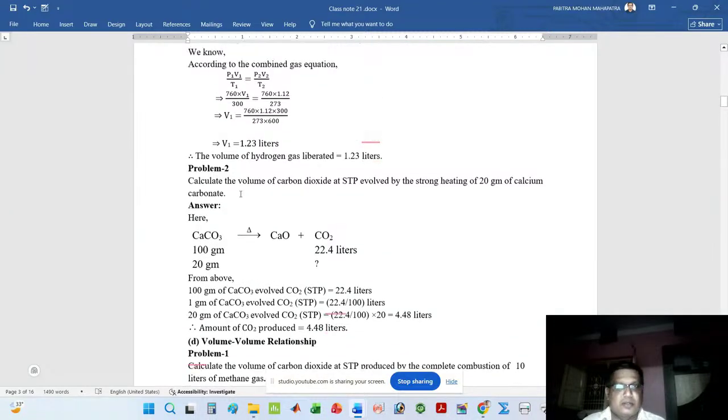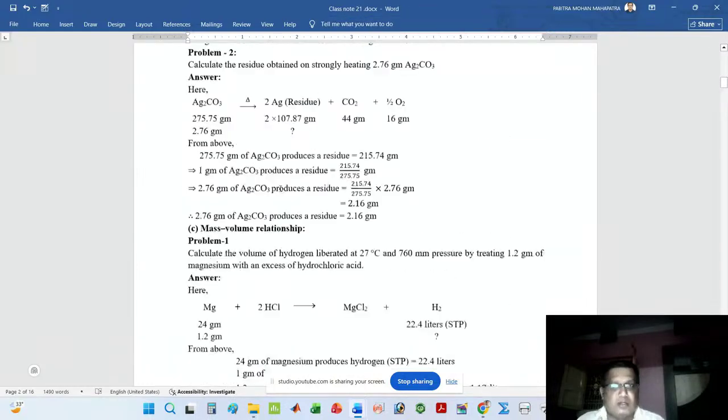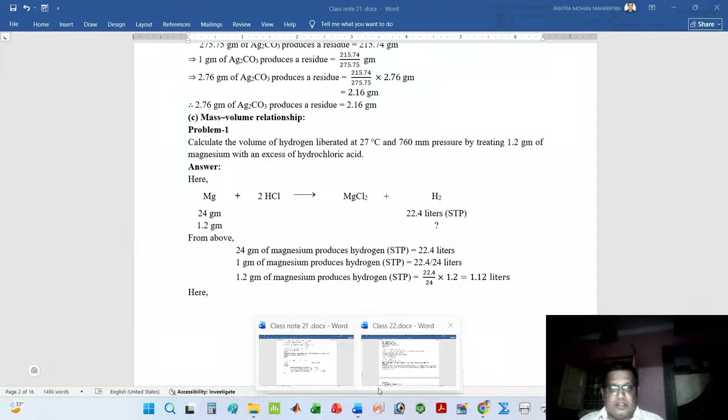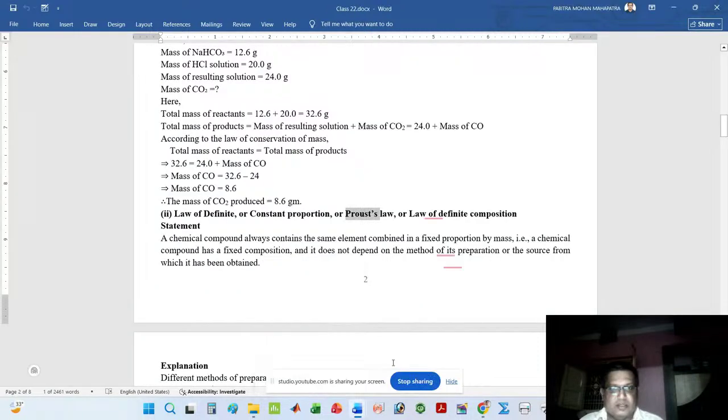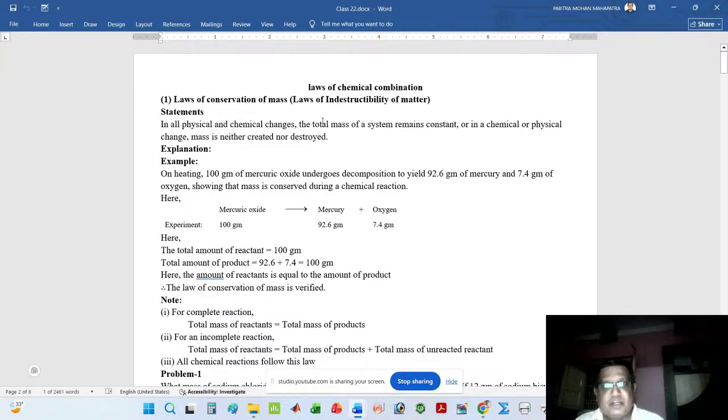In the previous class, I covered the whole stoichiometry calculation. In this class, I will explain a new concept, that is the laws of chemical combination.